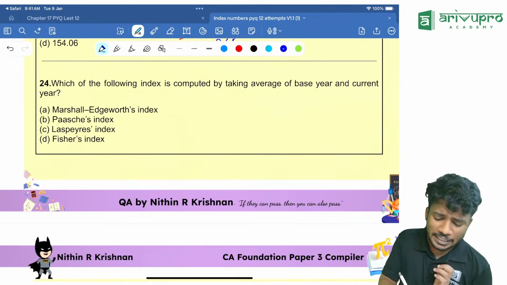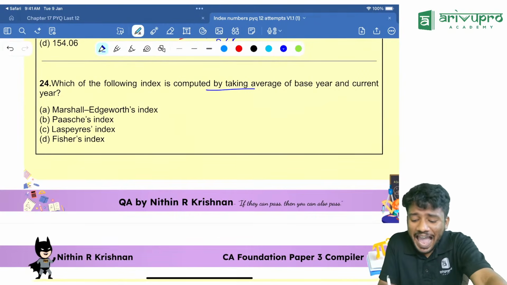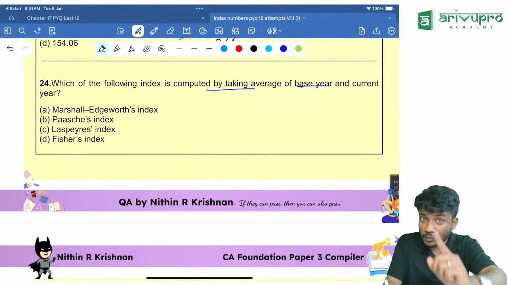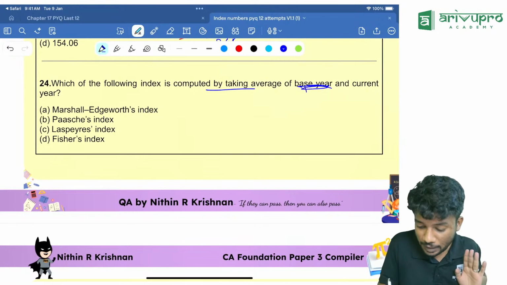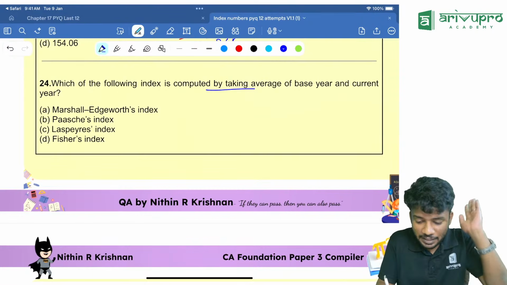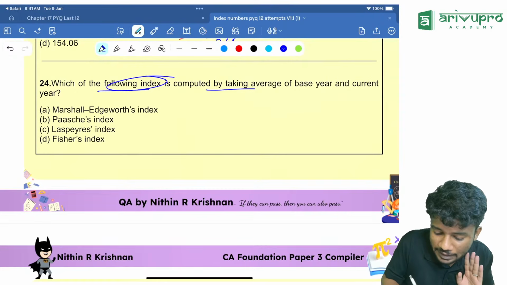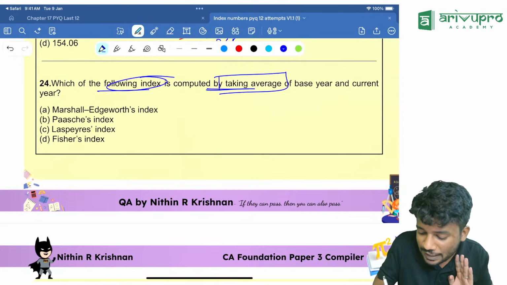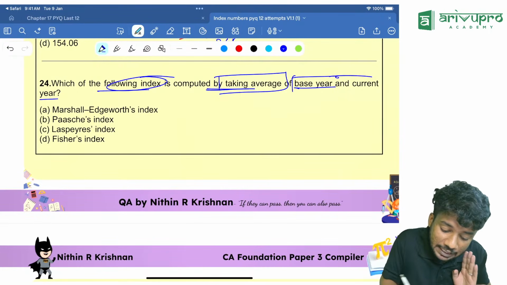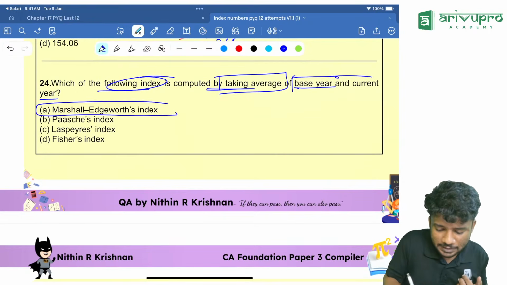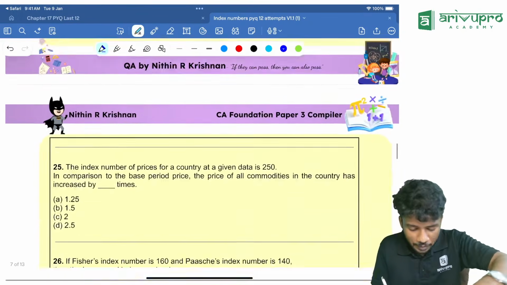Which of the following index is computed by taking the average of base year quantity and current year quantity? It is a repeated question. Which one is that? Marshall and Edgeworth index number. From this year onwards, it started repeating again and again.